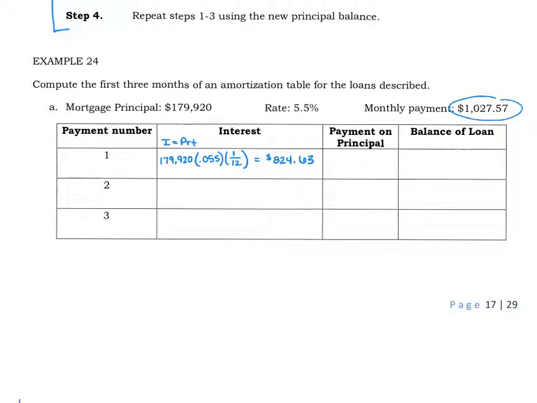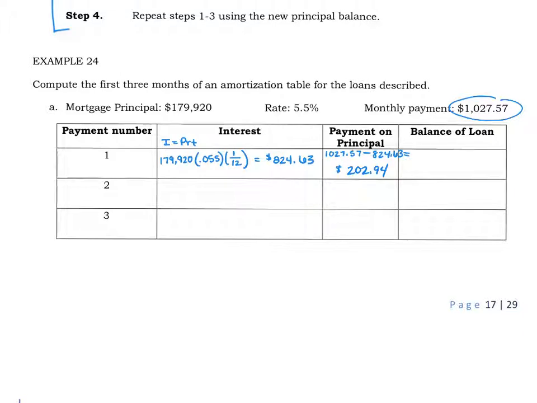Now remember, this is your monthly payment amount, the $1,027.57. $824.63 goes to interest. Okay, that's the money that the bank is taking. And so the payment on principal is how much money is actually going toward paying off your loan. So out of that $1,027.57 you paid, only $202.94 is going to actually pay off the money you owe.